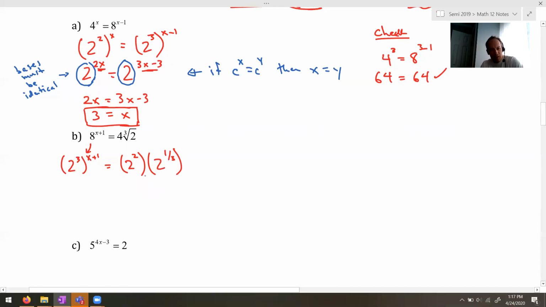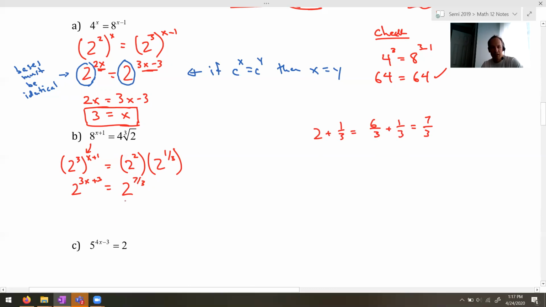So once we have this, now we've got to remember that I can simplify the left side, so that's 2 to the 3x plus 3. When we're multiplying powers, we add the exponents. So this is actually going to be 2 to the power of, somewhere off on this side, you have to add fractions. Okay, so this is actually 2 to the power of 7 over 3.